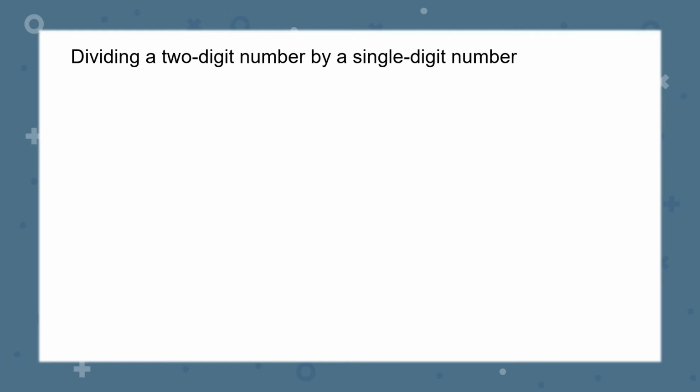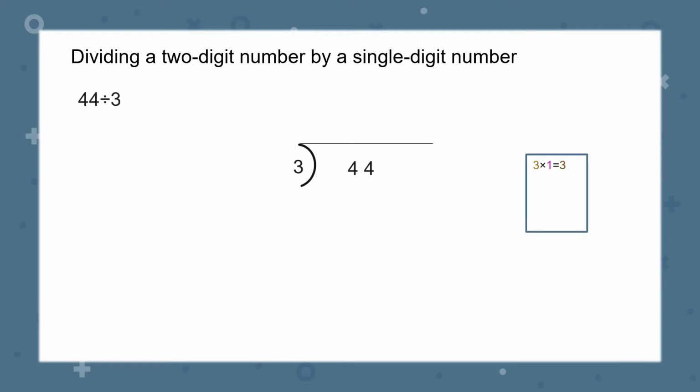Let us solve the next sum. Here 44 divided by 3. So 44 is dividend and 3 is divisor. So dividend we will write below the splitting line and divisor we will write in the curved line. As the divisor is 3, we will say the 3 times table. 3 ones are 3, 3 twos are 6. We cannot subtract 6 from 4. So we will take 3 ones are 3.